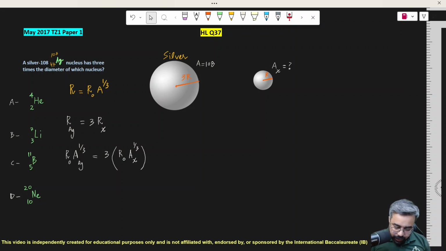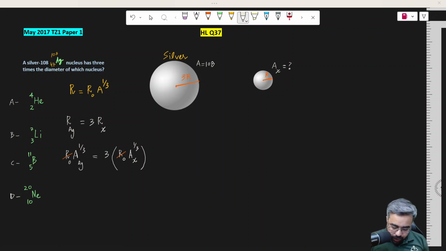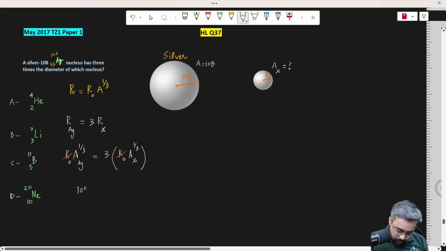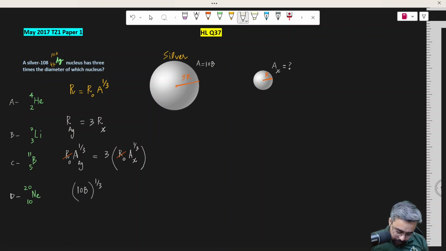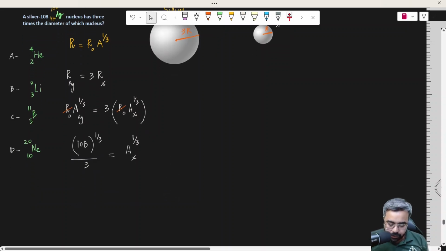So we can cancel out this constant on both sides, and you can turn it into the form of a ratio. I mean, you can take this 3 to the other side. The nucleon number of the silver, 108, raised to power 1 over 3, divided by 3 is equal to the nucleon number of the unknown nucleus raised to power 1 over 3. Now I want to get rid of this 1 over 3.